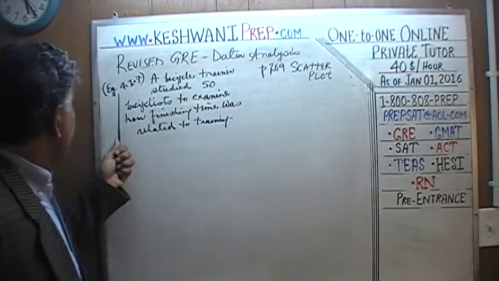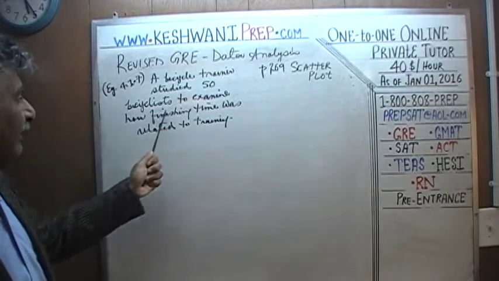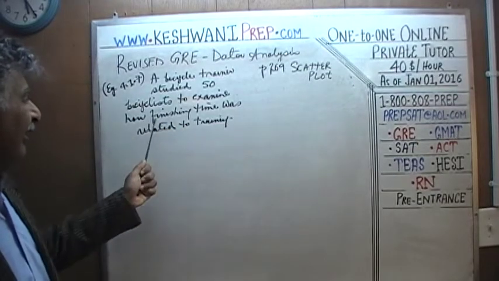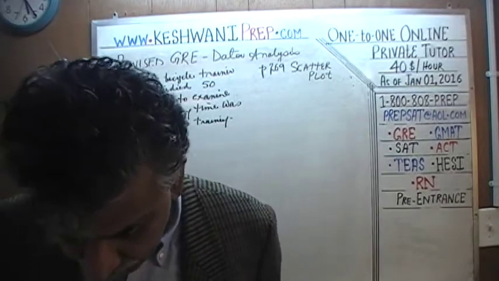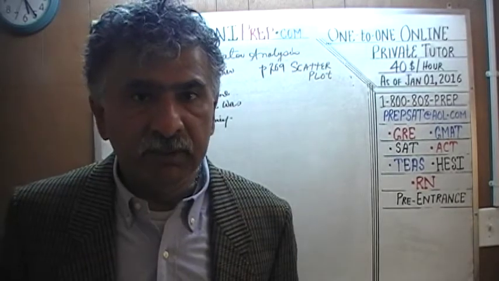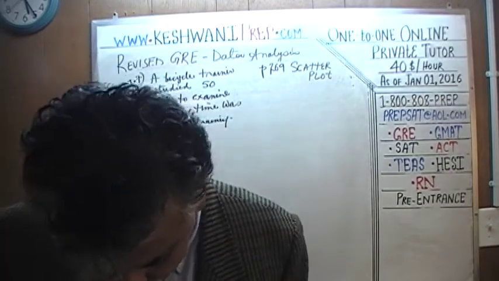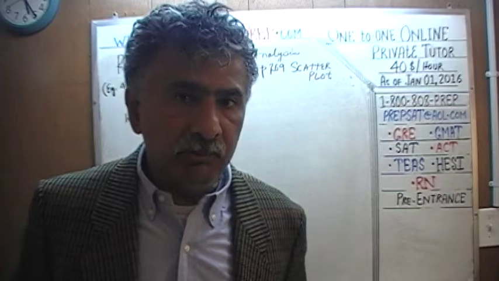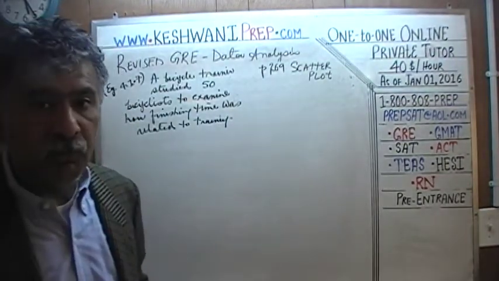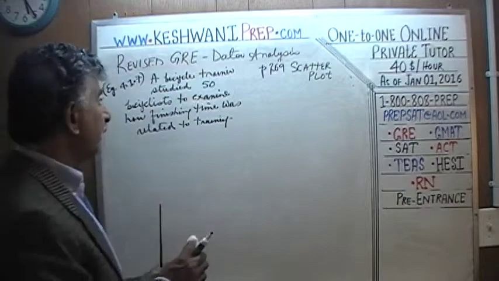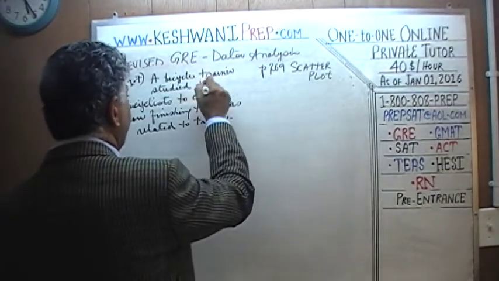Example number 4.1.7. It says, a bicycle trainer studied 50 bicyclists to examine how finishing time was related to the training. And they go on to tell you some more detail as to how he arrived at the index for the training. You can read the rest yourself. Now, in the problem, he has 50 bicyclists. Obviously, we're not going to put all 50 on the blackboard. We're going to do our own version, with only 10 bicyclists.